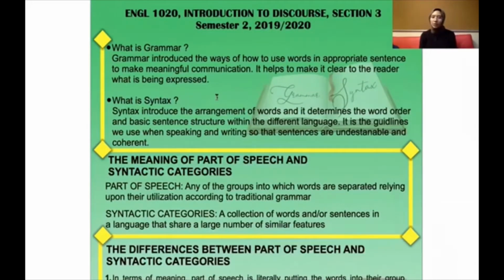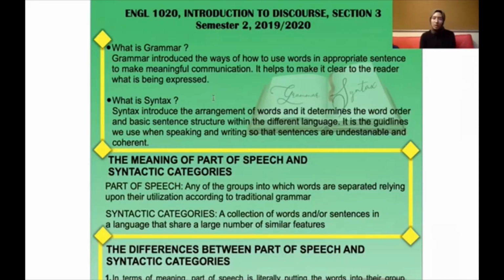Okay, and moving on to syntax. So what does syntax mean? Syntax is the set of rules for arranging words into meaningful sentences that fit together and create a paragraph. So syntax will determine the word order and basic sentence structure.